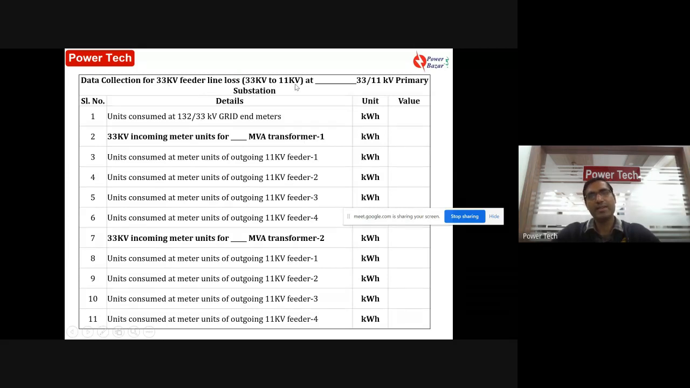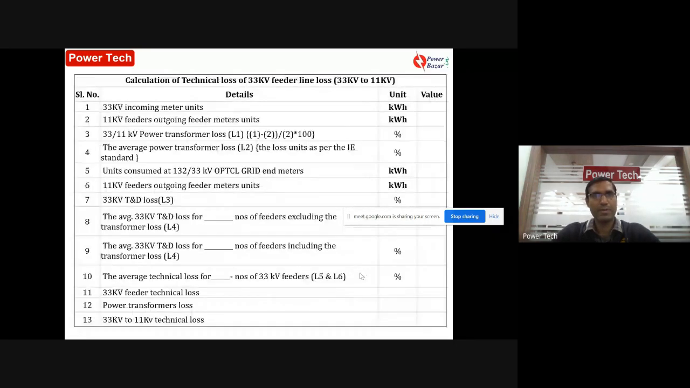33 kV feeder line. What is the energy consumed at the 33 kV grid end? That is at the OPTCL grid. And then the incoming transformer, what are feeder 1, feeder 2, feeder 3, the meter readings. So that would be added up. Similarly for transformer 2. So that's a breakup of the previous table. This is also similar to the previous slide, like the breakup of the feeder lines from 33 to 11 kV.